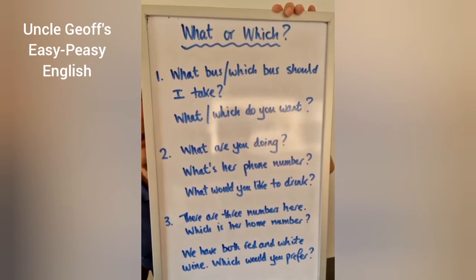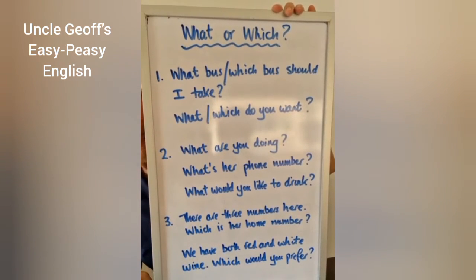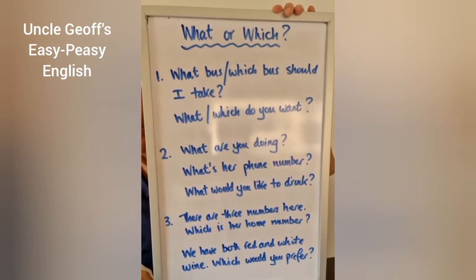And what would you like to drink? Orange juice, Coke, whiskey, beer, whatever. The choice is enormous. When the choice is big, use what. When the choice is limited, use which.